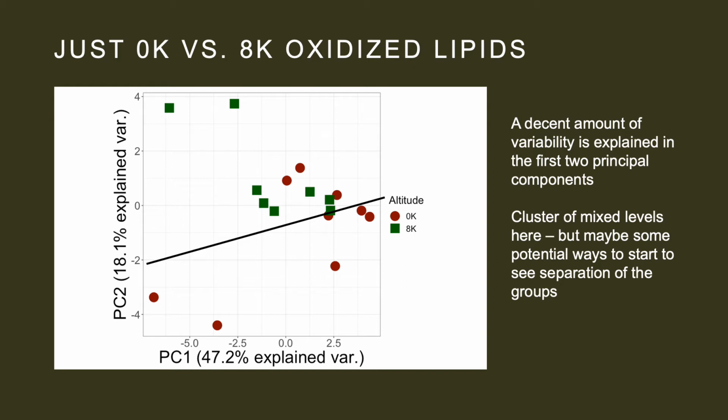potential instances or potential differences that we could see if we were to get more samples, or if we were to do some other transformations or something like that.